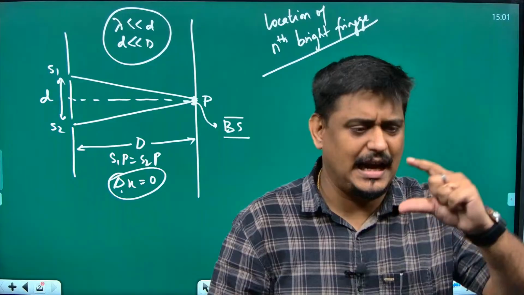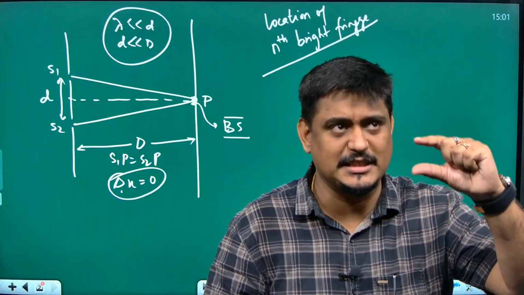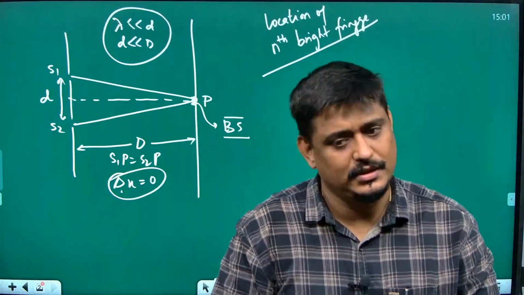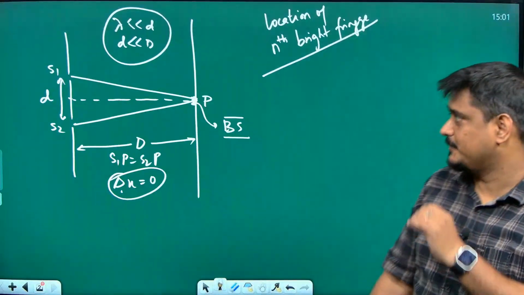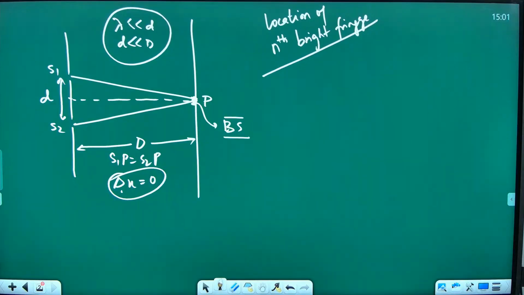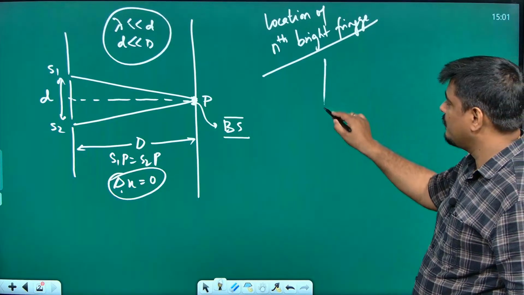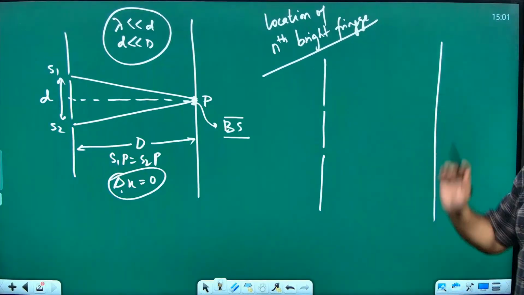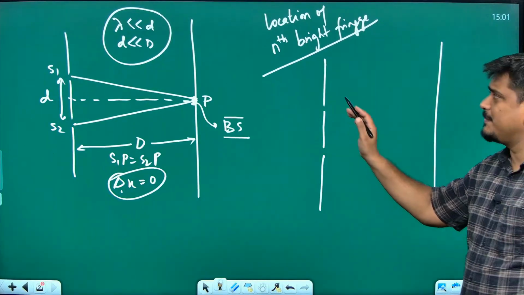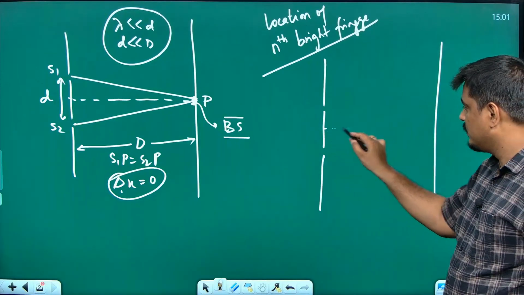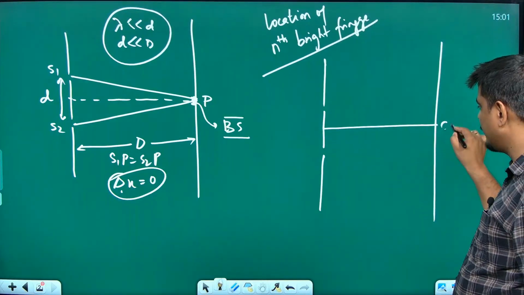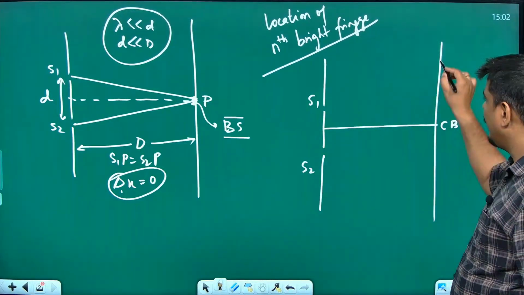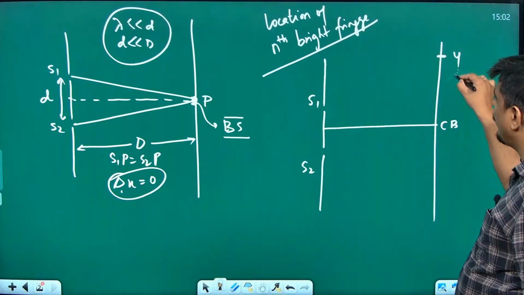I will keep some millimeters, 2 or 3 millimeters, distance between the slits, and the screen will be located some 1 or 2 meters away from the slits. That is how the setup is made. Now, my aim is to locate the nth bright fringe. For that, first let me find the first bright. This was the center point, where I have the central bright. This is slit 1, this is slit 2, and let this be the location of the first bright.